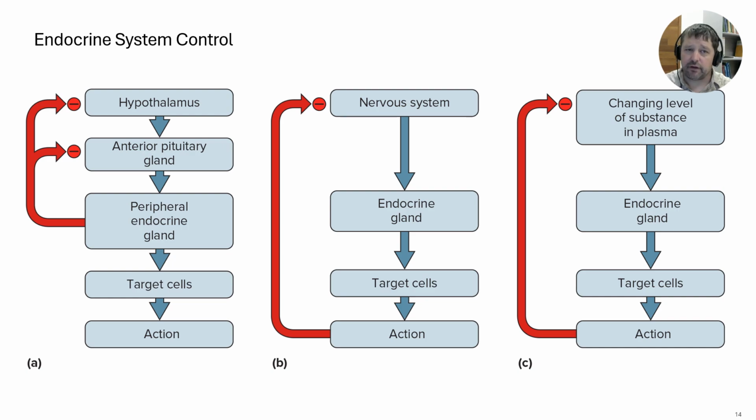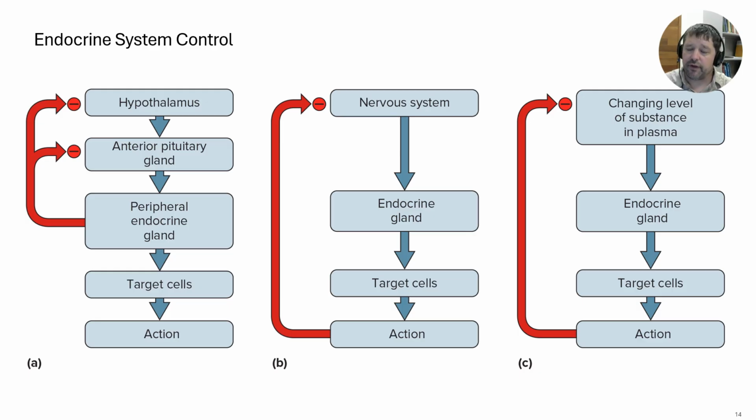So you can look at how these are controlled. Again, hypothalamus, anterior pituitary gland, might make a peripheral endocrine gland, then it goes to the target cell, action. But that peripheral endocrine gland is some other kind of gland. We'll talk about some of them. Its production of whatever hormone it's producing can also feed back and stop the hypothalamus from producing a hormone that goes to the anterior pituitary gland, or it can stop the anterior pituitary gland from producing something that fits in this system.